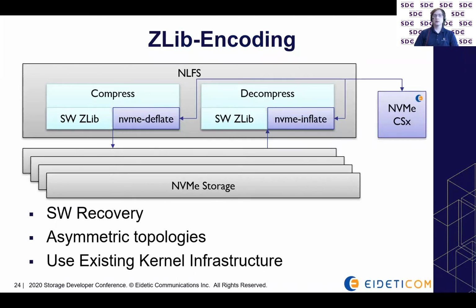ZLib-Encoding is compatible with the built-in kernel infrastructure for ZLib compression and decompression. That is, compression can be done either in the kernel using software ZLib or on a computational storage device using NVMe deflate or inflate in our devices. Software recovery is possible using this when there's a hardware failure or system migration, and this allows for asymmetric topologies where only reads or writes are required to be accelerated.